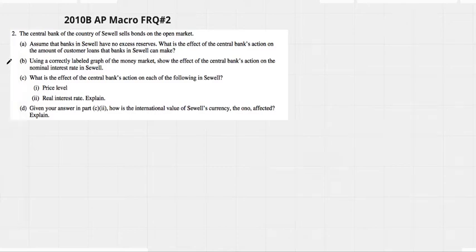Let's do 2010 B AP Macro FRQ. Looks like it's a T account. The Central Bank of Sewell sells bonds on the open market. Assume that the bank in Sewell have no excess reserves. What is the effect of the central bank's action on the amount of customer loans that the bank in Sewell can make?